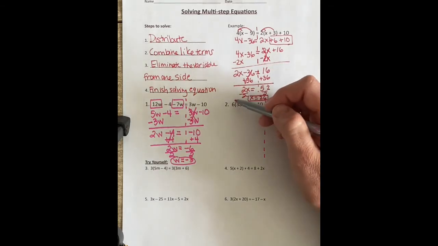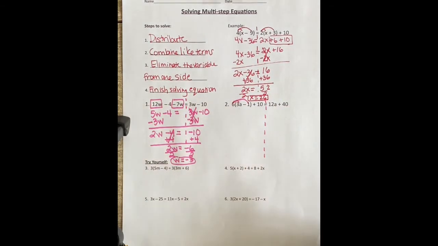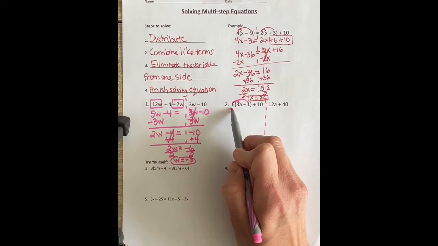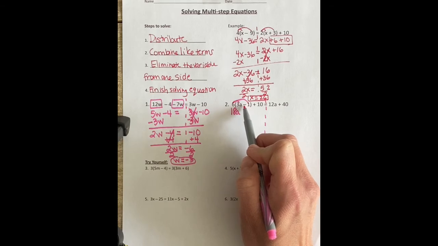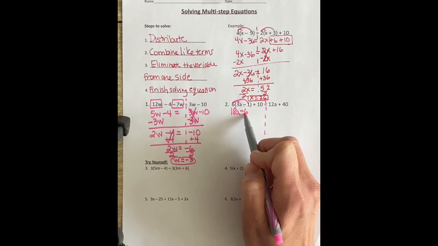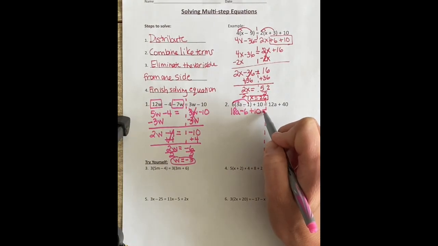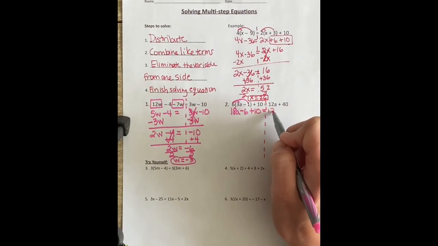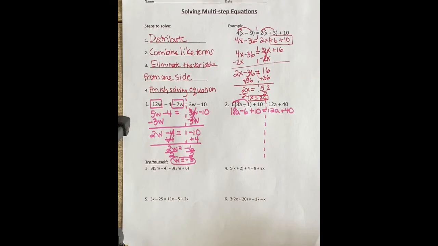Can I apply the distributive property here? Yes, I can. The 6 has to multiply with the 3a. The 6 has to multiply with the minus 1. So 6 times 3a is 18a. 6 times negative 1, because of that minus sign, is minus 6. Then I bring down the plus 10 equals 12a plus 40, which just gets brought down the way it is because it's not being multiplied with anything.